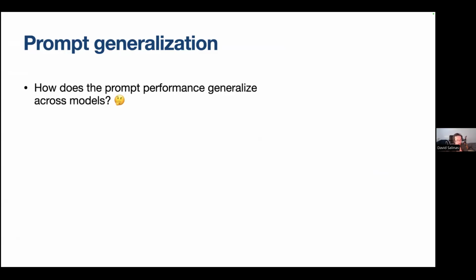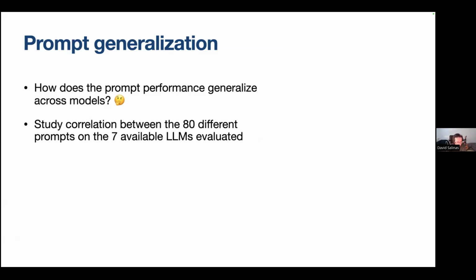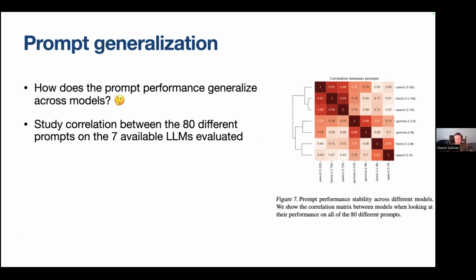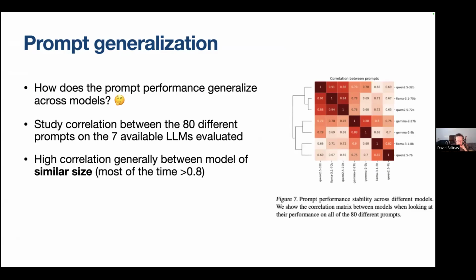We also studied prompt generalization: how much a prompt's performance generalizes across models. Let's say you have one prompt that works really well for one model. Is it going to work well for another set of models? That's a very natural question. For that, we study the correlation for every model between the performance of the 80 prompts that are available, and we compute this correlation matrix, which is clustered. What you can see is that if you pick models of similar size, for instance 9B, 8B, 7B, it's usually a pretty high correlation.